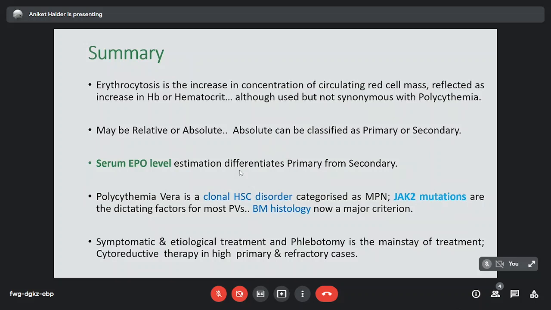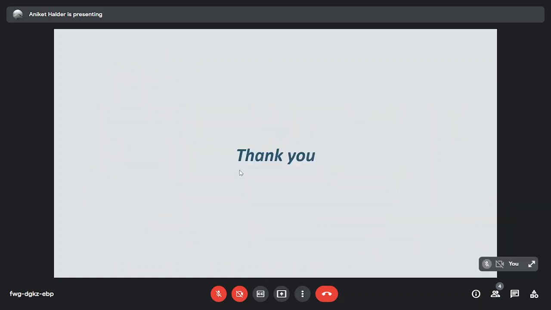And lastly, the treatment of erythrocytosis should be symptomatic, and treatment of the underlying etiology along with phlebotomy in intractable cases. In cases of polycythemia vera, cytoreductive therapy should be given in high-risk patients, and also in refractory cases of erythrocytosis, cytoreductive therapy may be used. So, thank you.